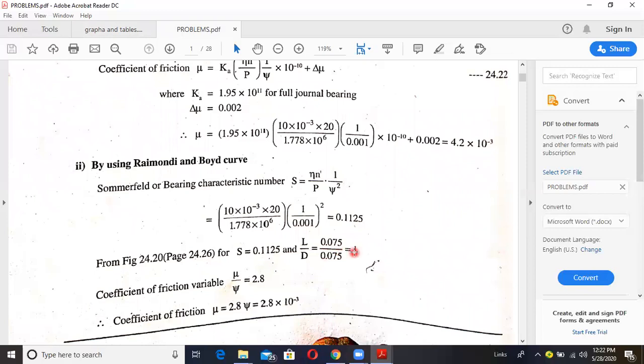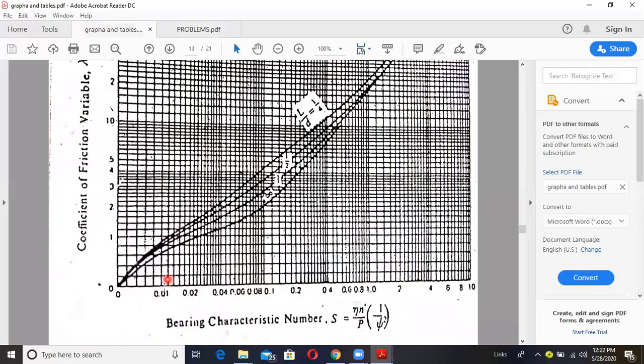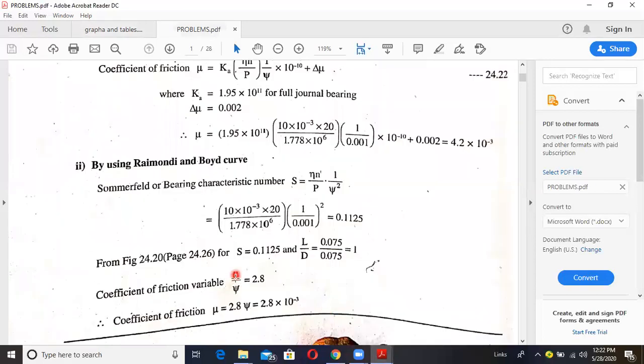0.01125 and L by D is equal to 1. Now move towards like this and come towards left side. Then we will get the value mu by xi is equal to 2.8.